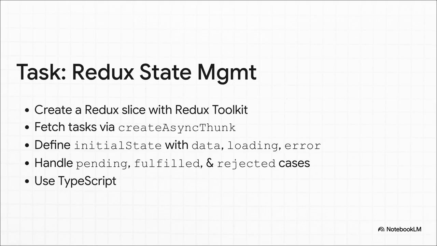Okay, now let's talk about global state. If you use Redux, you know the deal. The boilerplate for setting up an async slice can be, well, it can be a lot. So here, we're outlining the exact structure we want using Redux Toolkit, calling out the async thunk, the shape of our initial state, and those three crucial states of any async operation.